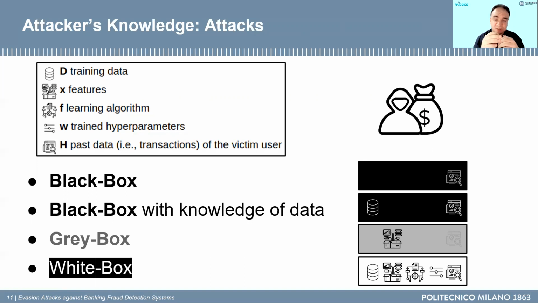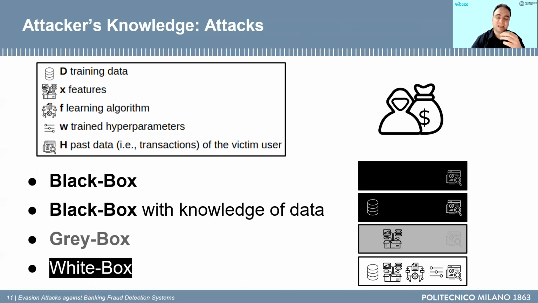In the black box with data scenario, instead, the attacker has no knowledge about the detection system like before, but he or she has at his or her disposal the same training set used by the target system, consisting of all the banking transactions of the last months. In the gray box scenario, the attacker has partial knowledge about the detection system. In particular, he or she knows how the fraud detector aggregates data to compute features. However, he or she has no knowledge about the training data, the learning algorithm, and the trained hyperparameters.